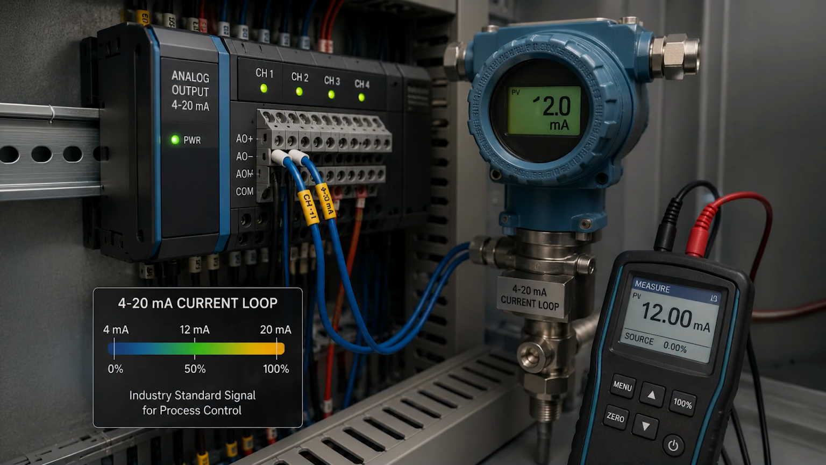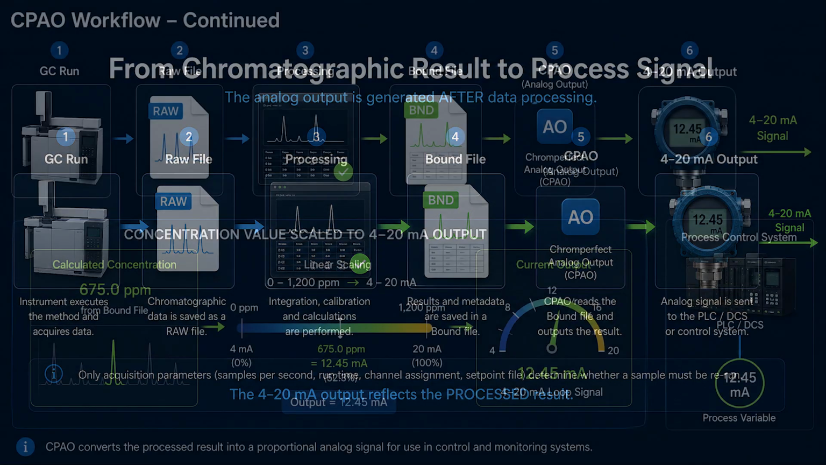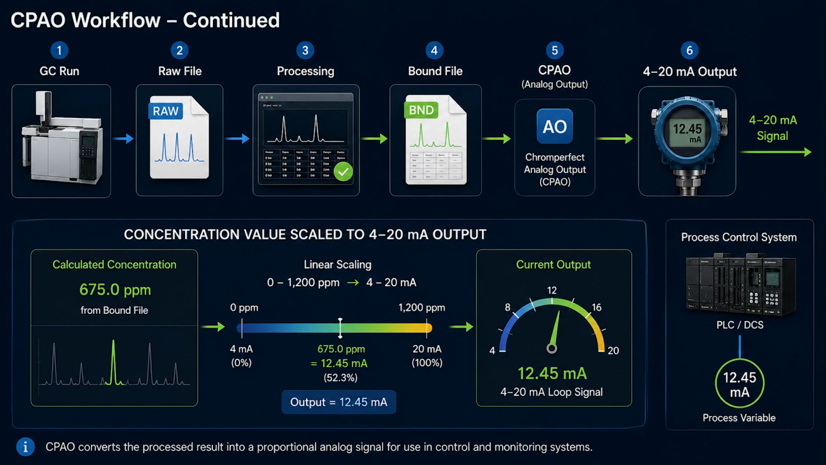For installations that use conventional process signals, the Chromperfect Analog Output module provides another route. This module does not control chromatographic acquisition. Instead, it waits for a run to finish and for the Chromperfect data to be processed. When the resulting bound file appears, the module can extract the calculated amount of a named component and send that result to an Acromag analog output. A component concentration can therefore be converted into a standard process signal, such as 4 to 20 milliamps.